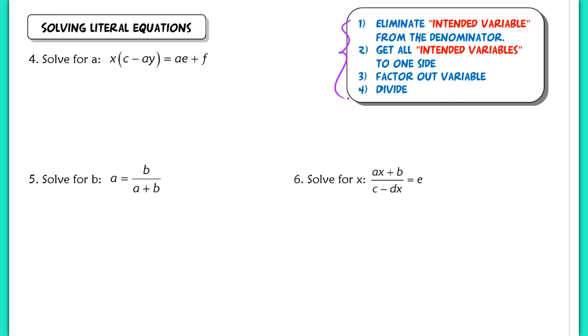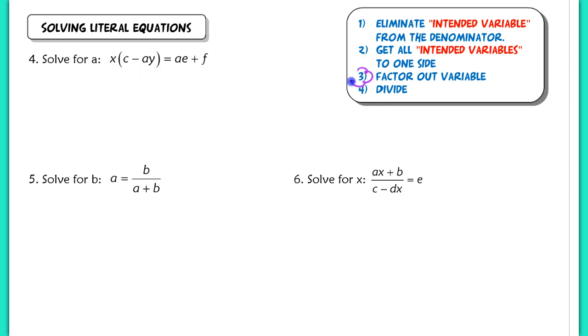You always want to eliminate your intended variable. In this case, our intended variable is a from the denominator. Well, here we don't have a denominator, so we can skip that step. Step 2 says get all intended variables to one side. So right now I see that I have an a on one side and on the other. So I definitely have to make sure that at some point I collect those variables together, okay?